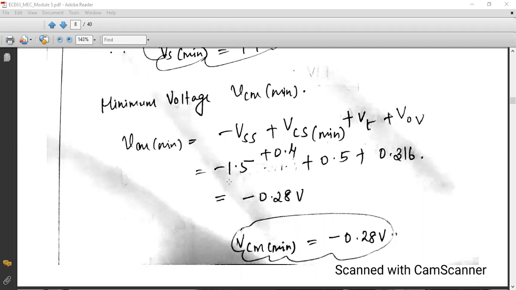Suppose nothing is mentioned regarding the current source voltage, then you can assume it as 0. No need to consider that. You can take it as 0. But here 0.4 is mentioned, so that is why I have taken it, and then correspondingly I have proceeded.